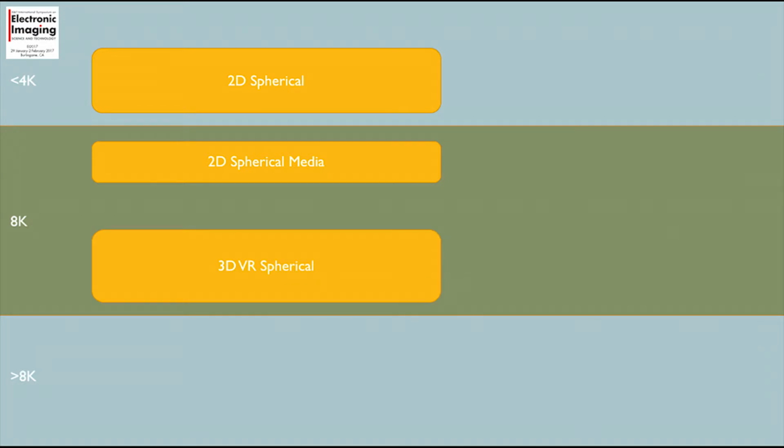So myself and my co-author, Dave Newman, looked at this and thought, what's going on here? At the minute, we've got 2D spherical up in the 4K realm. We've got 2D spherical in 8K and also 3D VR spherical very much in 8K at the minute. And what's going to happen with this? How do we see this happening?